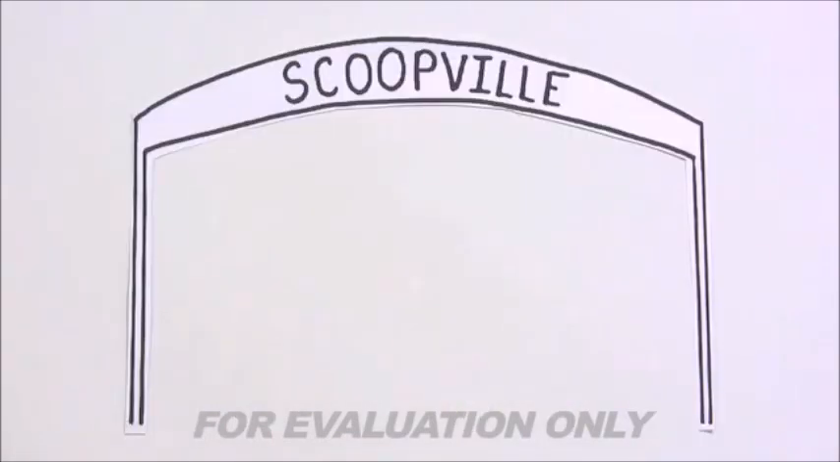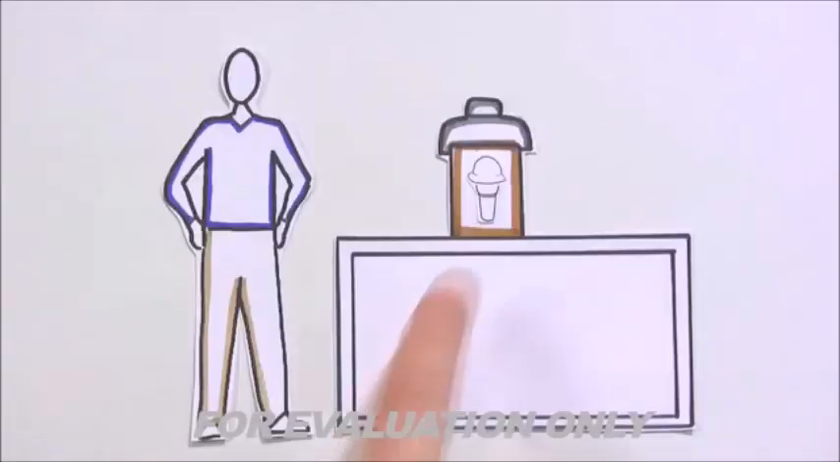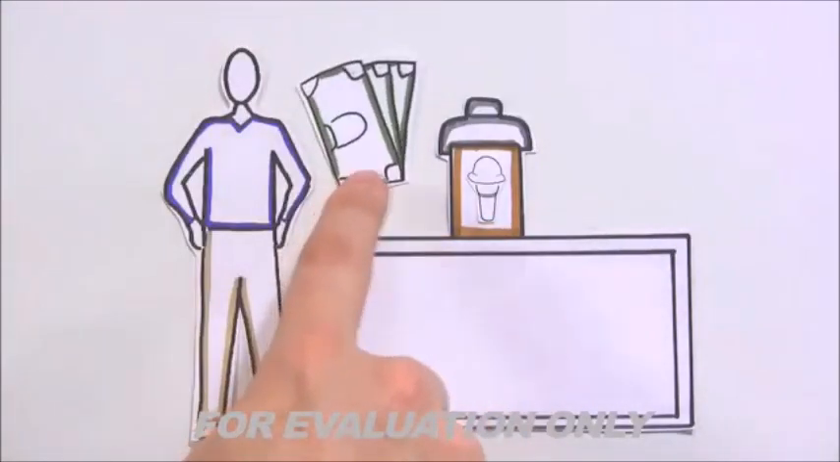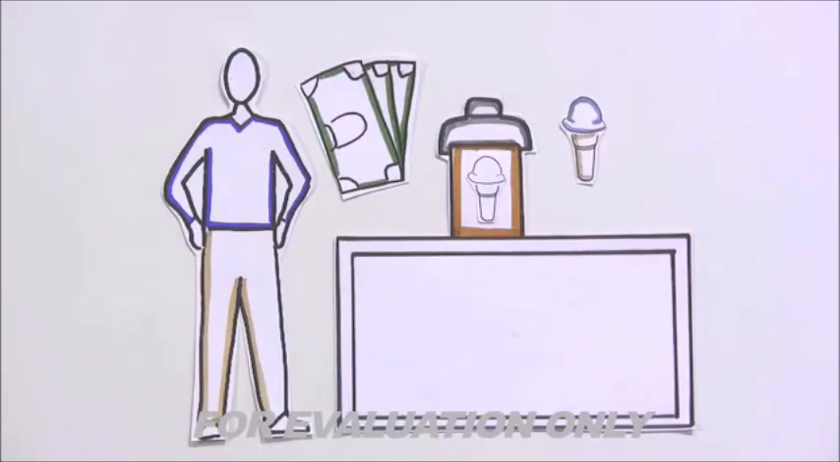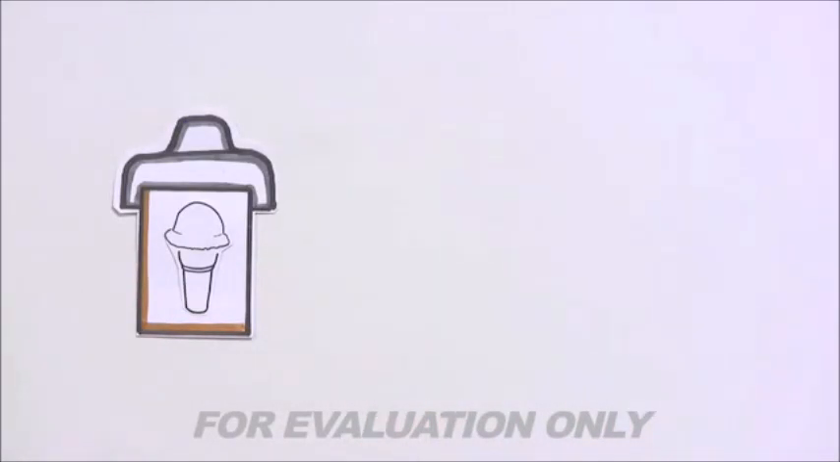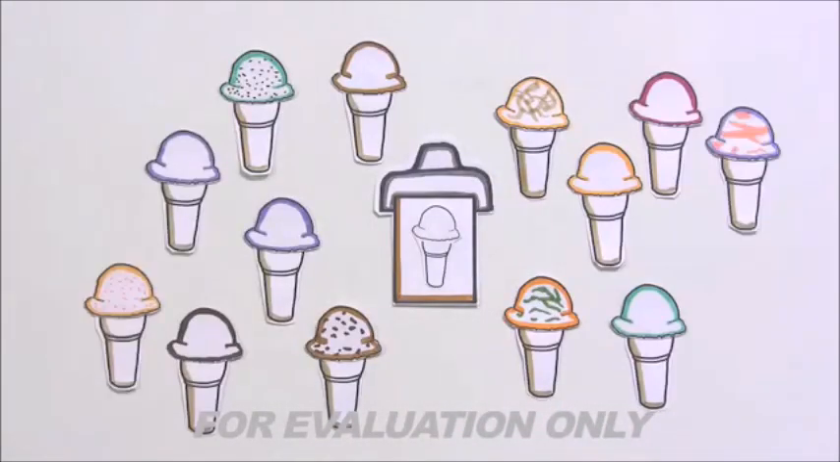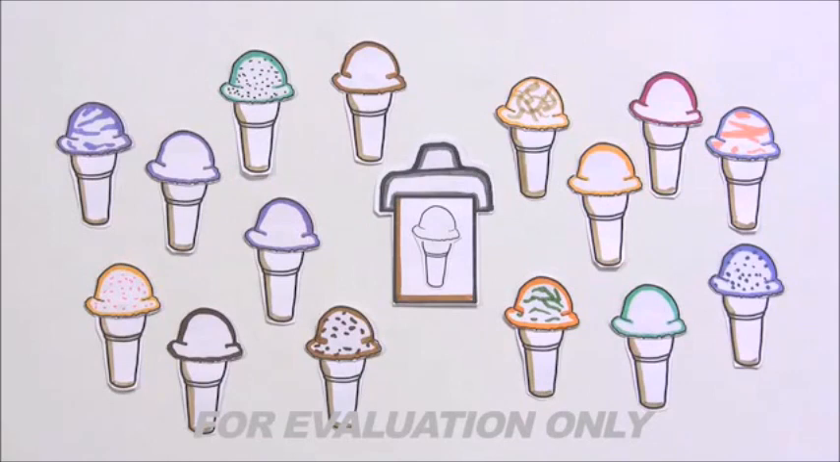Then something happened in Scoopville. A new invention came to town. Suddenly, everyone can make their own ice cream for only a few dollars. This changed everything. The Smiths decided to make pineapple ice cream. The Joneses made ice cream with pecans. Soon, every kind of ice cream imaginable was being made by Scoopville's residents at very little cost.